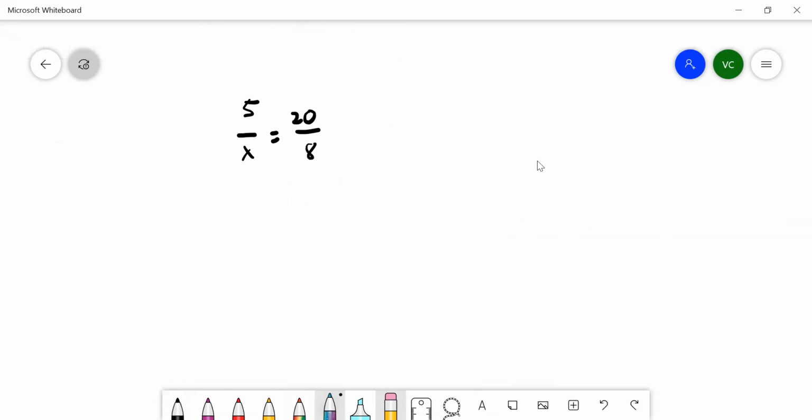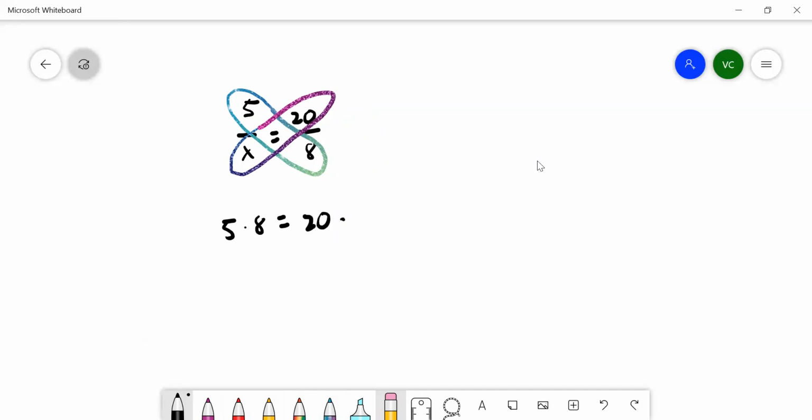Okay, if you used the butterfly method, you would multiply these two: 5 times 8, and that equals, multiplying these two, 20 times x. 5 times 8 is 40. That equals 20x. And then divide both sides by 20. And you should get 2 is equal to x.